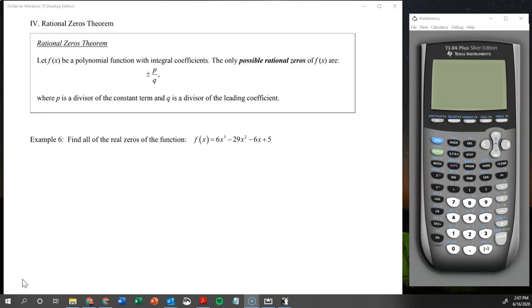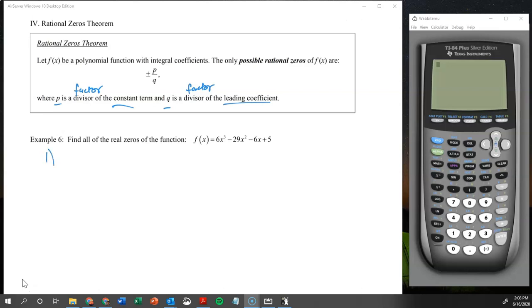The only possible rational zeros of f of x are positive and negative p divided by q, where p is a factor of the constant term, and q is a factor of the leading coefficient. And so we're going to use this theorem as a jumping off point to find all of the real zeros of polynomials. Here in example 6, we're going to find the real zeros of the function 6x cubed minus 29x squared minus 6x plus 5.